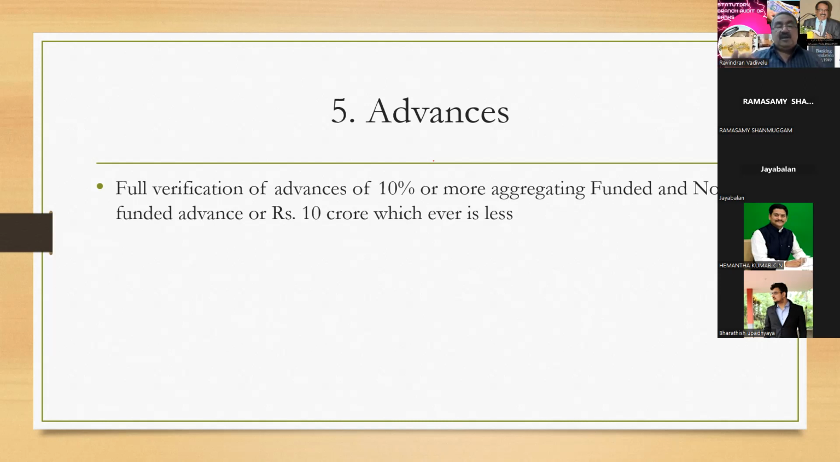This is a cutoff limit. So this is also another audit point you have to take. You have to take the full advance. Say if the advance figure is 90 crores, 10% works out to 9 crores or 10 crores, whichever is less.